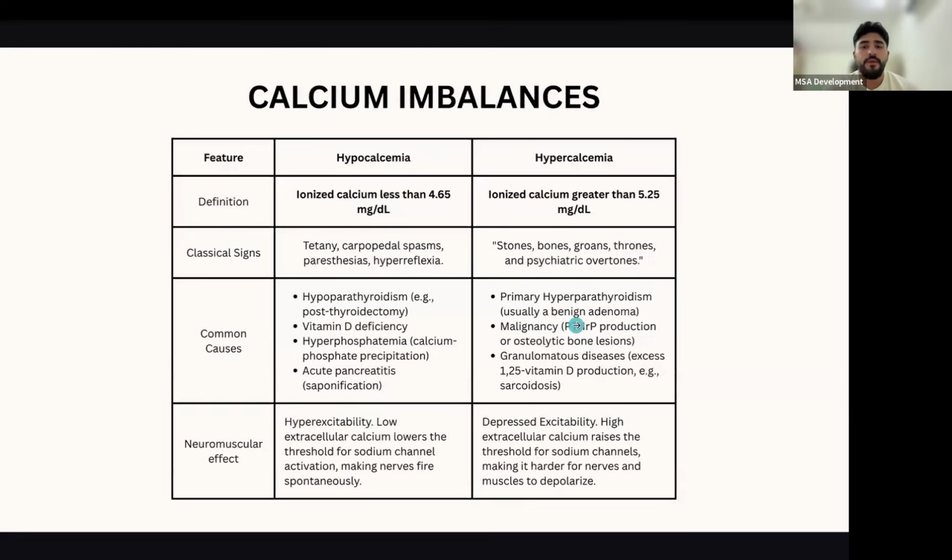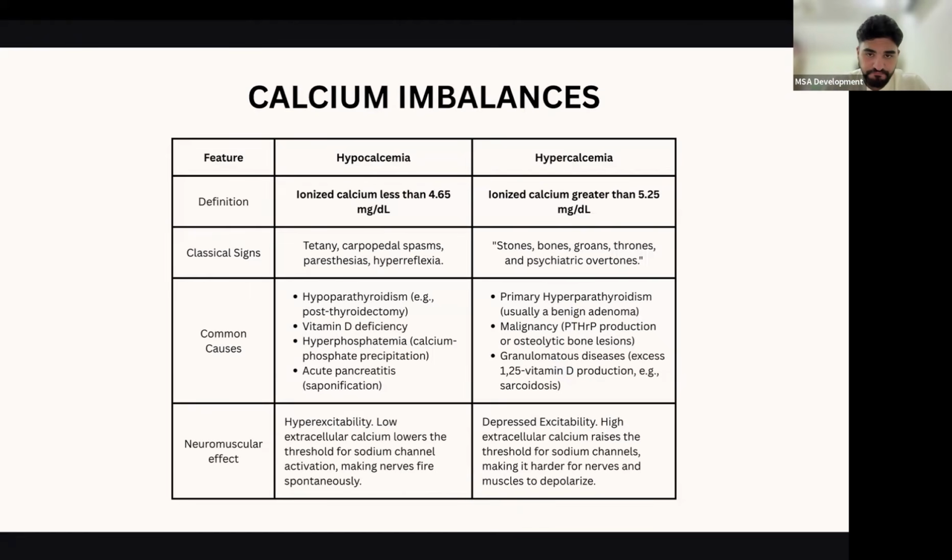Now, what really happens? Exactly the opposite of what hypocalcemia does. Here, you're going to have depressed excitability. So we raise the threshold for the sodium channels to be activated, making it harder for the nerves to actually be depolarized.